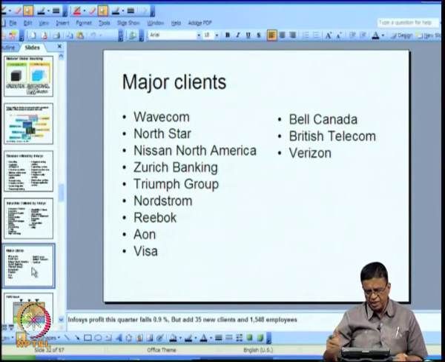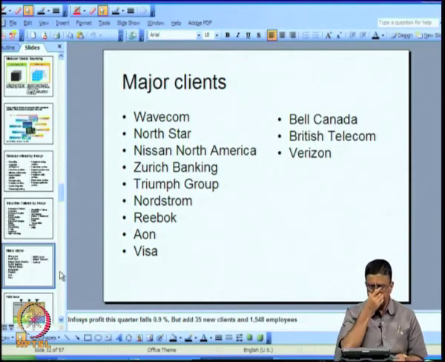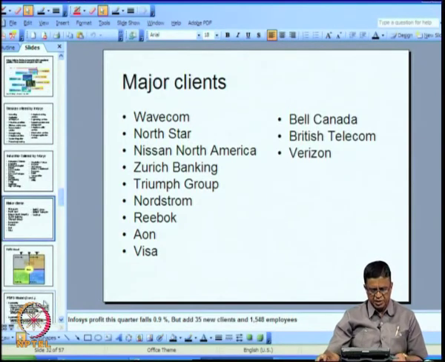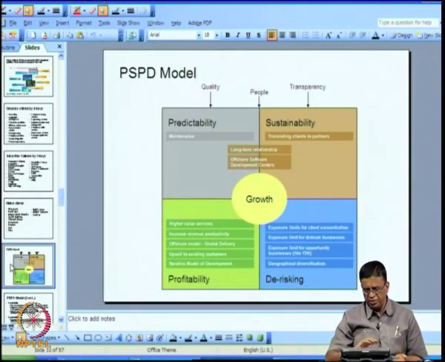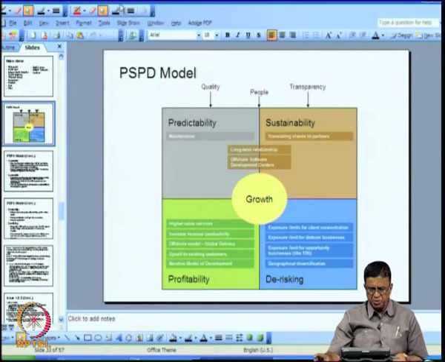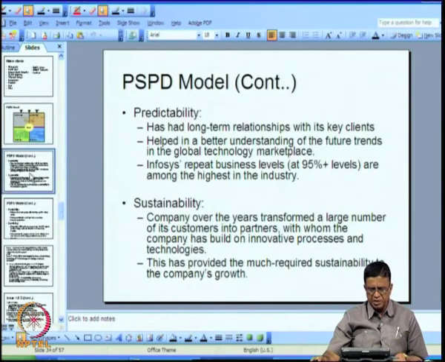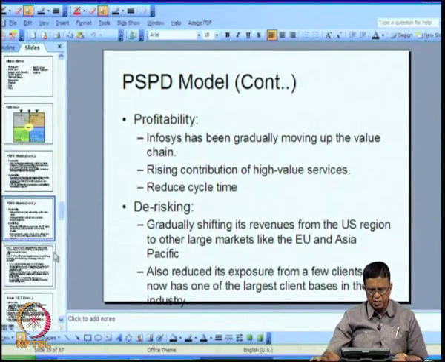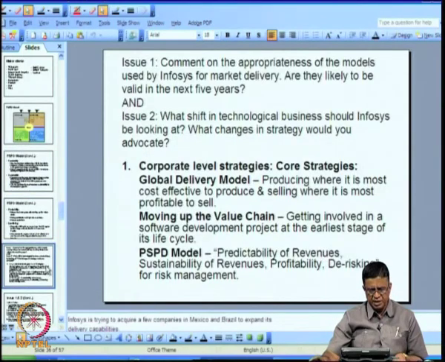Then what are the major clients given here? All Fortune 500 companies, name it, whether it is Reebok or Verizon or Bell Canada or British Telecom. Then what is the PSPD model given to you in the book, also listed again in this slide? The PSPD model tells how the company goes about with respect to quality, people and transparency, then comes predictability, sustainability, profitability, de-risking.